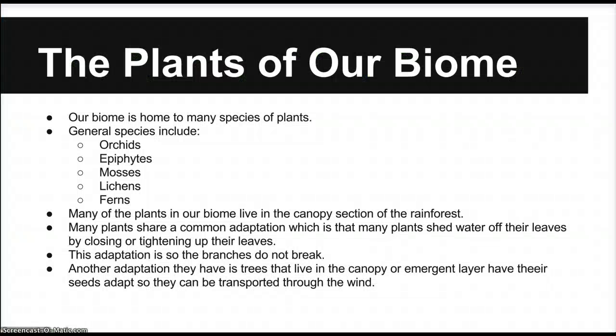The plants of our biome. Our biome is home to many species of plants. General species include orchids, epiphytes, mosses, lichens, and ferns. Many of the plants in our biome live in the canopy section of the rainforest. Many plants share a common adaptation, which is that many plants shed water off their leaves by closing or tightening up their leaves. This is so the branches do not break. Another adaptation is that the trees in the canopy or emergent layer have seeds adapted so they can be transported through the wind.